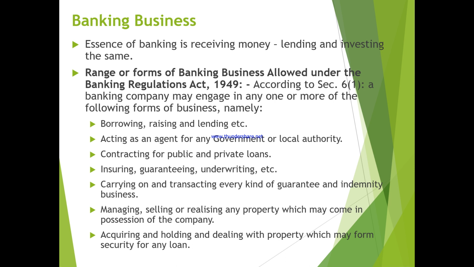Now let us move on to the next one. The next point is the range or forms of banking business allowed under the Banking Regulation Act 1949. According to section 6 clause 1, a banking company may engage in any one or more of the following forms of business, namely: borrowing, raising and lending of money; acting as an agent for any government or local authority; contracting for public and private loans; insuring, guaranteeing, underwriting, etc.; carrying on and transacting every kind of guarantee and indemnity business; managing, selling or realizing any property which may come into possession of the company; acquiring, holding and dealing with property which may form security for any loan. All these are some of the businesses that the banking company can undertake.